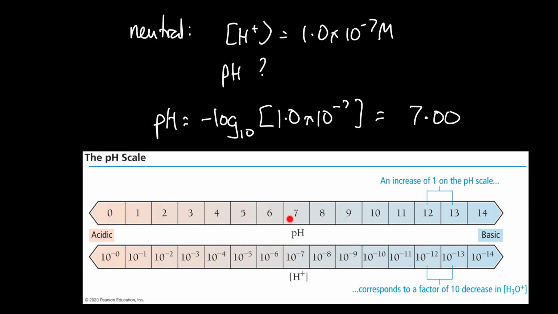You might think going from 7 to 4 is no big deal. It's 3 units. But in terms of concentration, it's a factor of 10, another 10, and another 10. So there is 1,000 times more hydrogen ions at a pH of 4 than a pH of 7. Makes a huge difference.